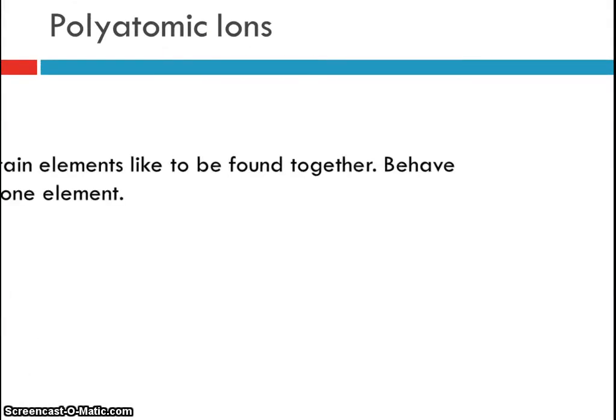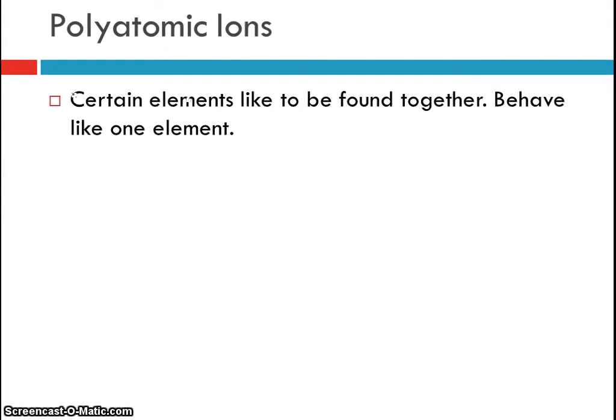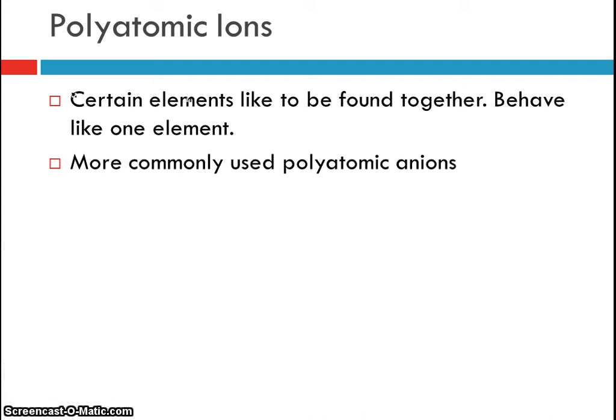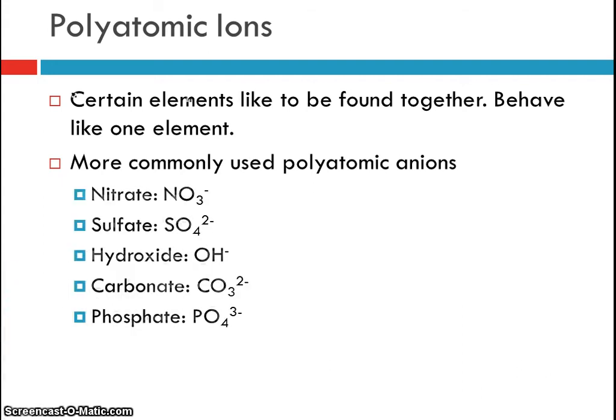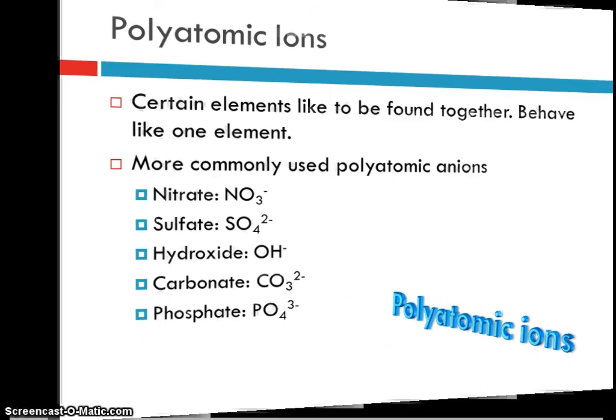Polyatomic ions. Certain elements like to be found together. That causes them to behave like one element. Some more commonly used polyatomic ions are nitrate, sulfate, hydroxide, carbonate, phosphate. Again, these are the more commonly used polyatomic ions, and we'll get more practice in class using them, so don't freak out.